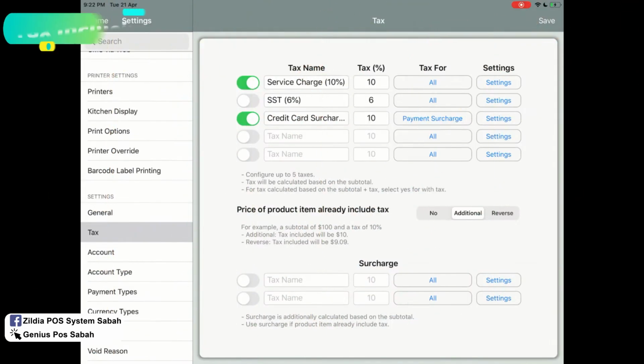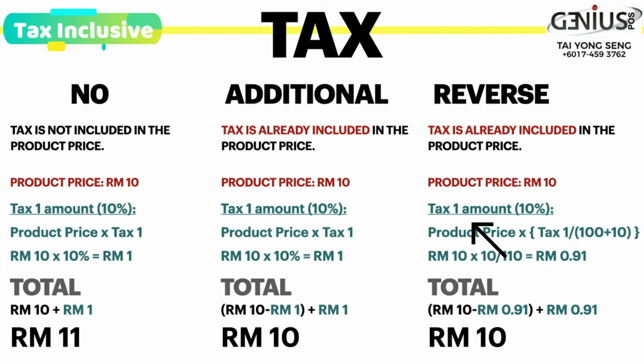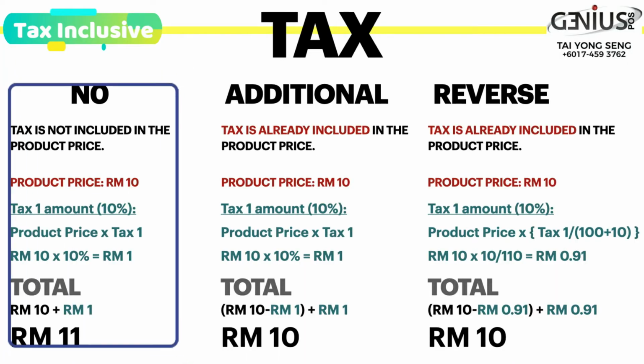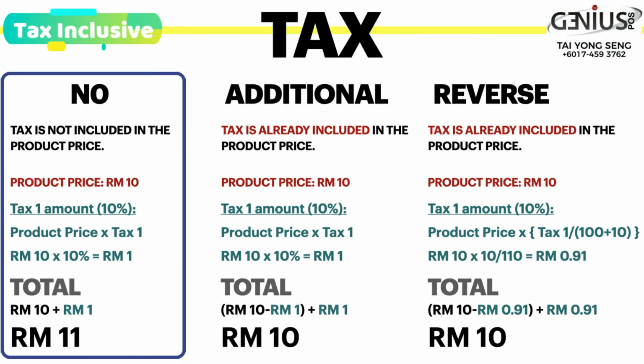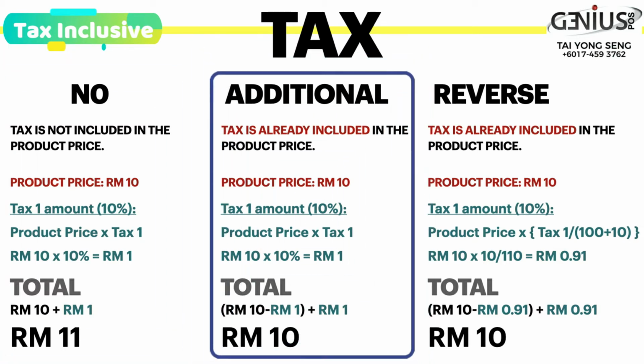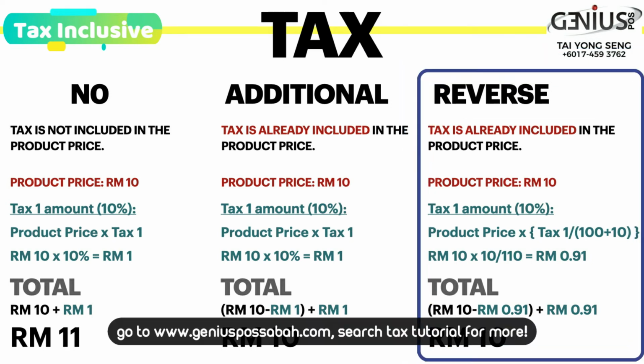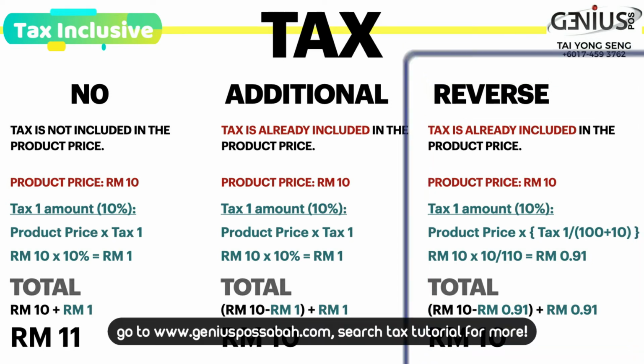That's all. The second part is the price of the product item that included tax. If you select to the additional, so no tax means that is excluded, so will be the 10 ringgit plus the 1 ringgit. So for the additional means that the tax is already included in the product price. Let's say for example, the product price is 10 ringgit, so the tax 10% is included into the 10 ringgit. So for the reverse is slightly different. For more information, you can refer to my website.